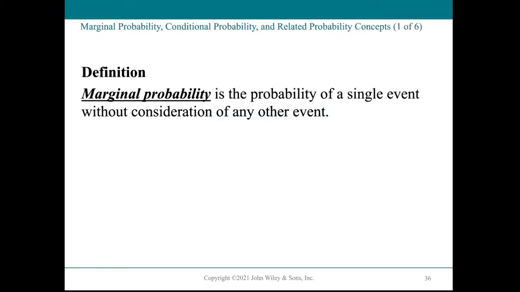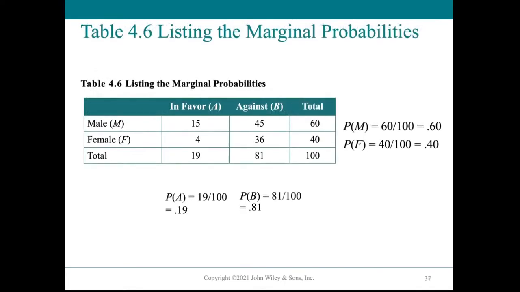So we have here a marginal probability, because we want to explain this concept. Marginal probability is the probability of a single event without consideration of any other event. So how will we relate marginal probability in our example? Here, we basically have two events. Either you are in favor or against. That's basically two outcomes of one event, and then you have either you're a male or a female, two outcomes of another event.